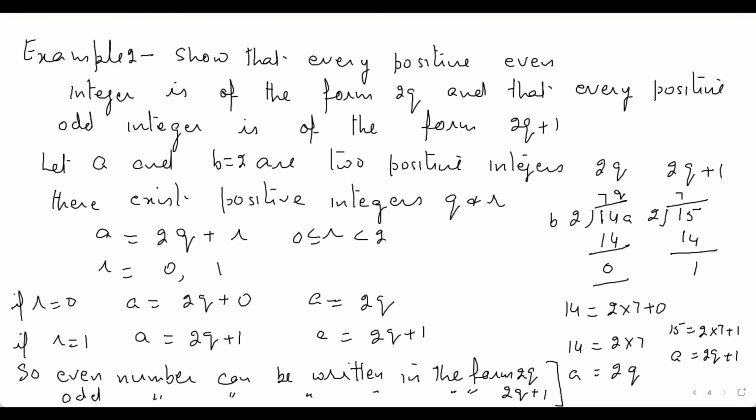And always remember, even number can be written in the form of 2Q and odd number can be written in the form of 2Q plus 1. I'm going to repeat this line again and again. So please try to remember this.